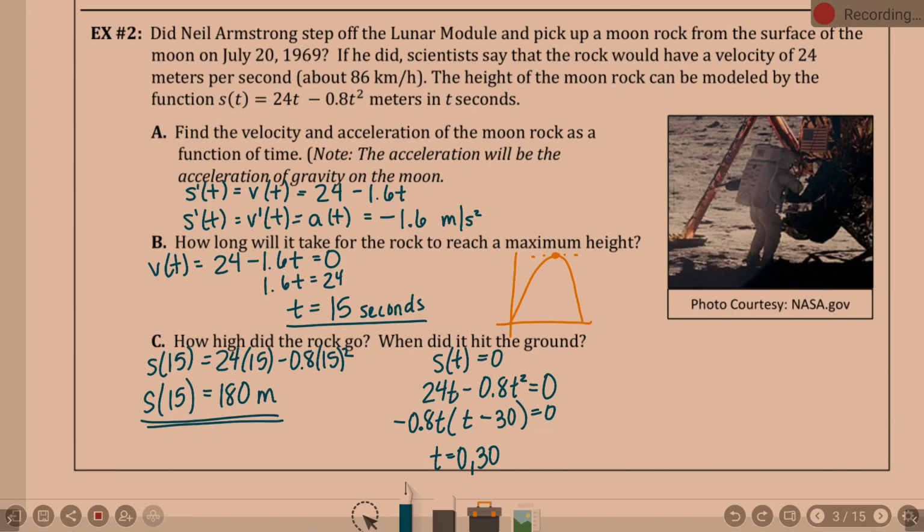0 is because it started from the ground. 30 is when it hits the ground. The question was, when does it hit the ground? So officially my answer is 30 seconds.